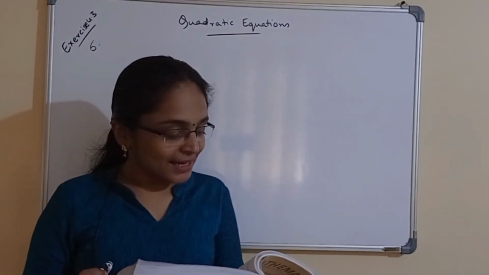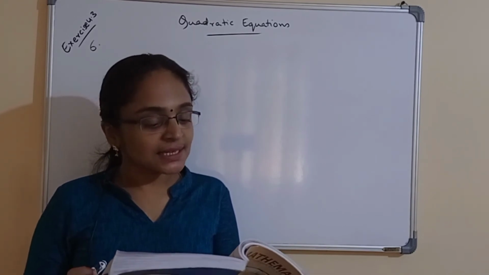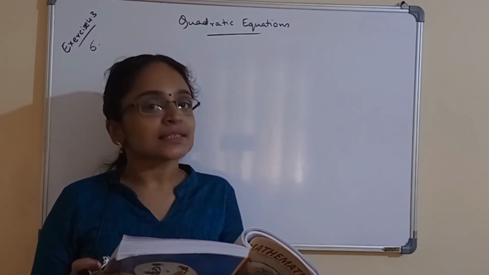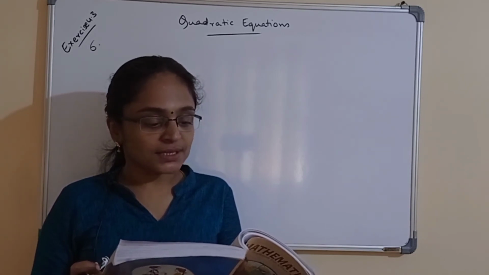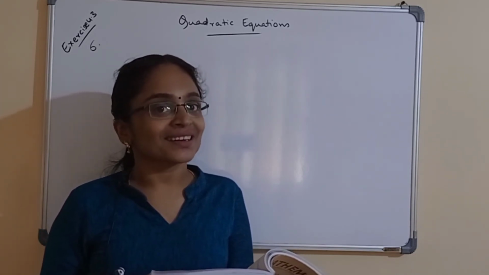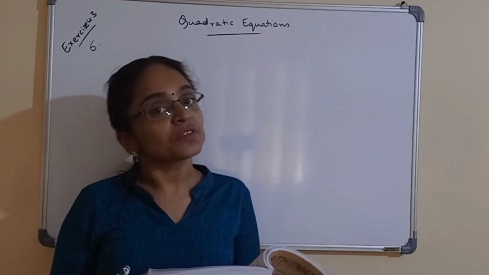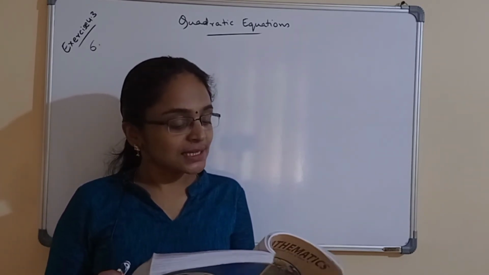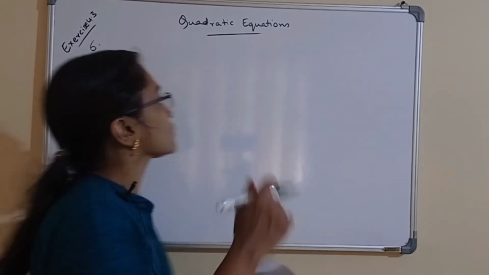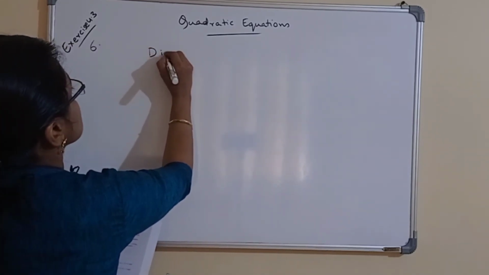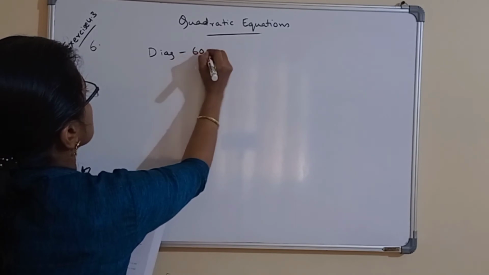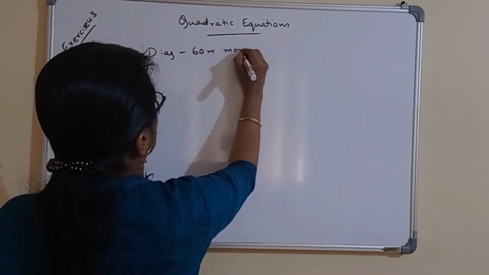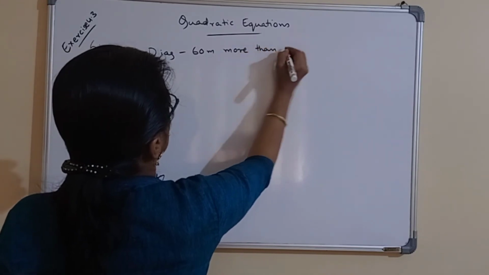Next one: the diagonal of a rectangular field is 60 meters more than the shorter side. If the longer side is 30 meters more than the shorter side, find the sides of the field. So it is given in terms of the shorter side. That is, the diagonal of a rectangular field is 60 meters more than the shorter side.